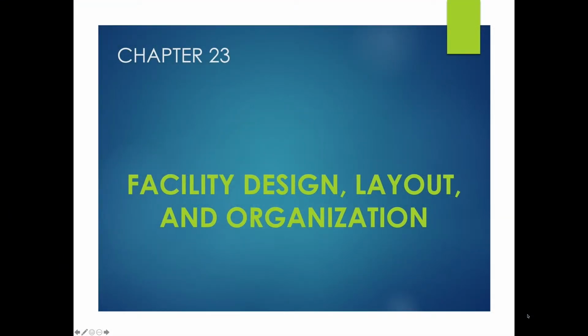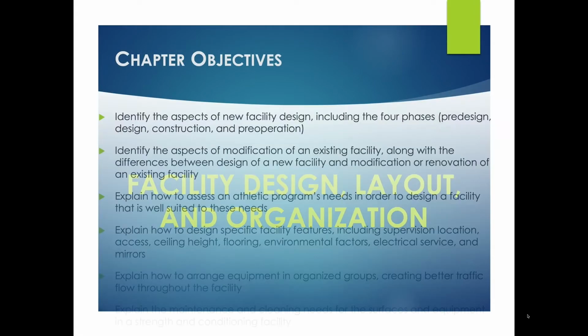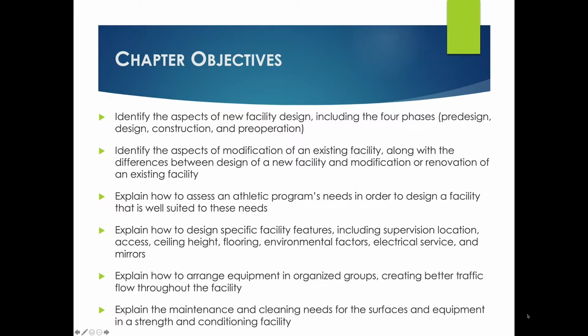Chapter 23, Facility Design, Layout, and Organization. The objectives here: identify the aspects of a new facility design, including the 4 phases: pre-design, design, construction, pre-operation. Identify the aspects of modification of an existing facility, along with the differences between design of a new facility and modification or renovation of an existing facility. Explain how to assess an athletic program's needs in order to design a facility that is well suited to the needs.